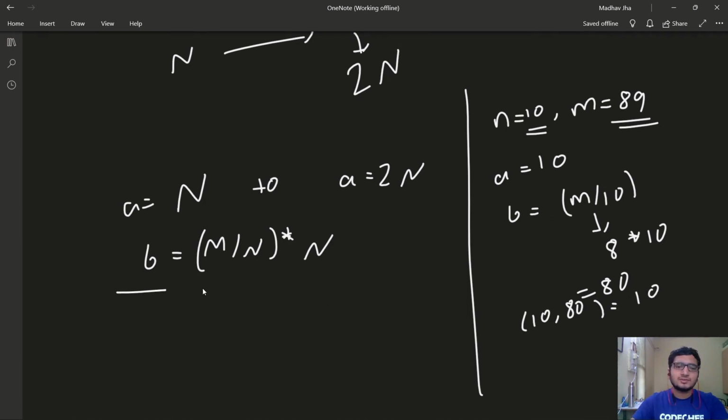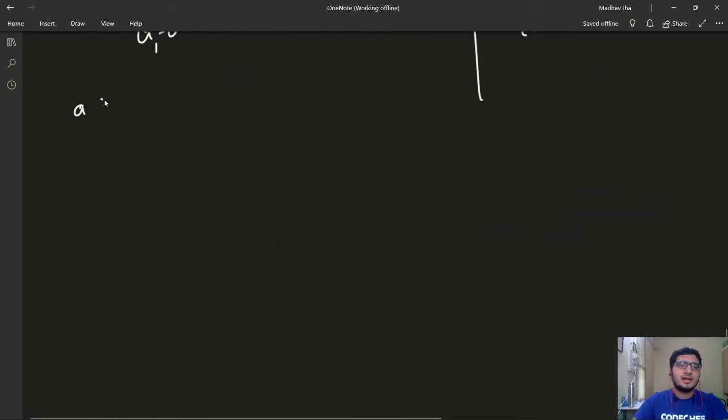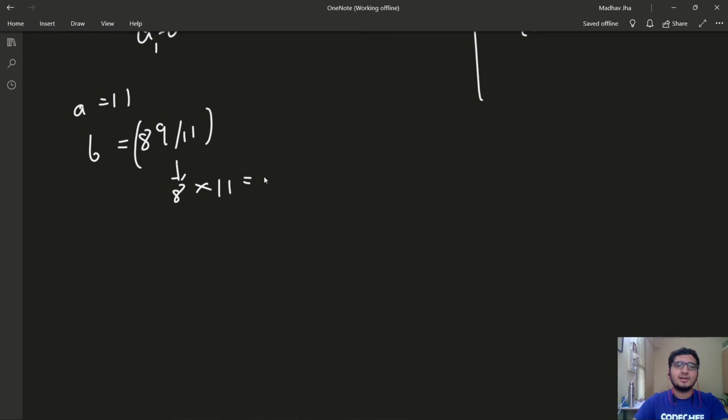Now, this was for 10, right? What is the difference? So b minus a would be equal to 80 minus 10, that is 70. Well, this is good. Can we increase n, right? So let's say we try n as 11, right? So we try a as 11. Then what will be our b? So it is 89 divided by 11, right? So well, it again converts to 8, right? So again, 8 multiplied by 11, it would be 88. Now, what is 88 minus 11? Well, it is 77. So on and so forth.